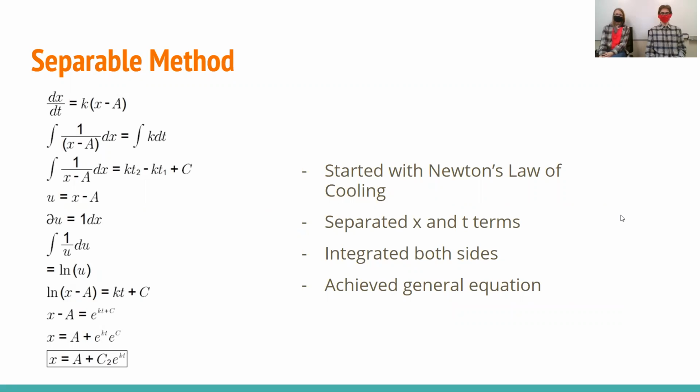So the first method that we will be using is the separable method. We start with Newton's law of cooling, and we separate the x and t terms, x to the left-hand side and t to the right. Then we integrate both sides, and using the u-substitution method, we achieve the general equation.